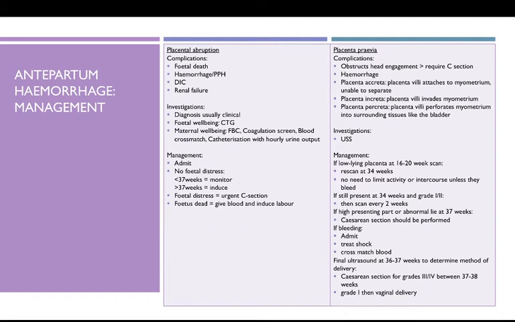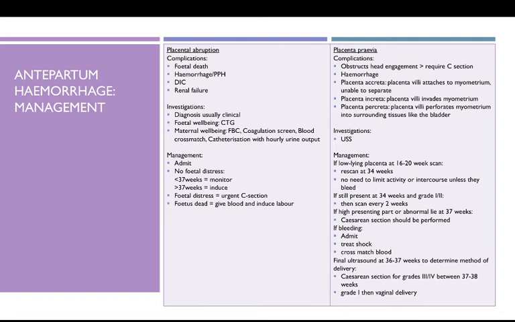If the fetus is distressed, you're going to do an urgent C-section. And if the fetus has passed away, if the fetus is dead, then you would give blood and you would induce labour.